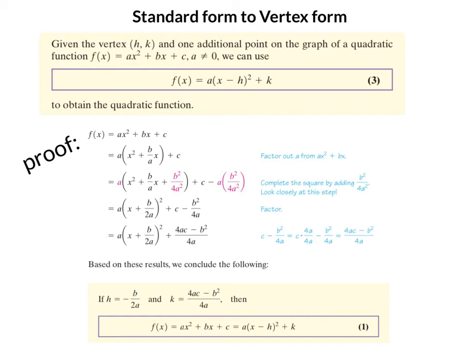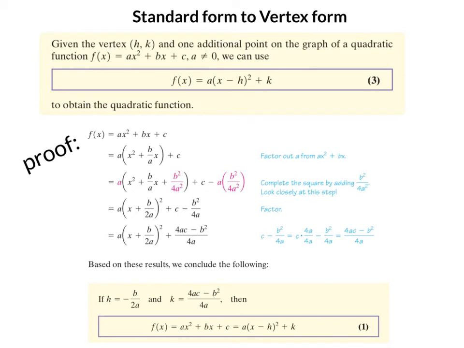So the proof is here below, and it's also in our textbook if you care to read it. I will not read it to you right now. But vertex form is known as this formula right here. So we have an a value, which is the same as in standard form. So if this a is 2, that a is going to be 2, for example.